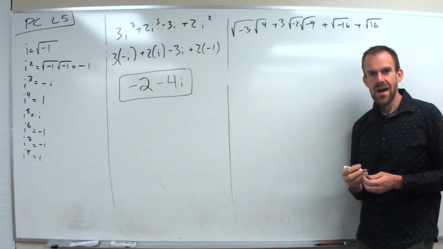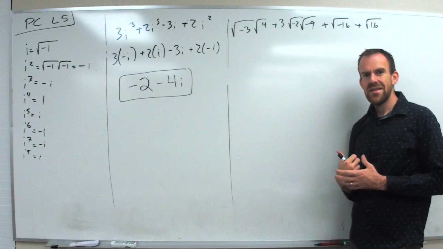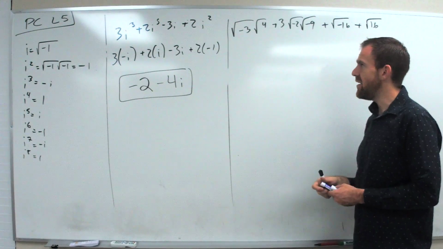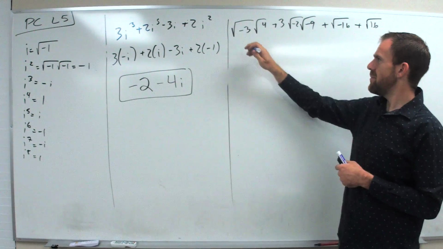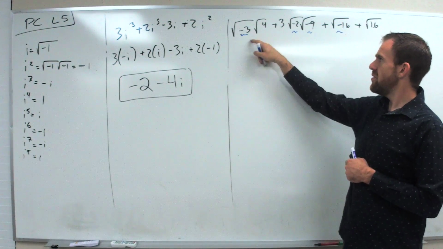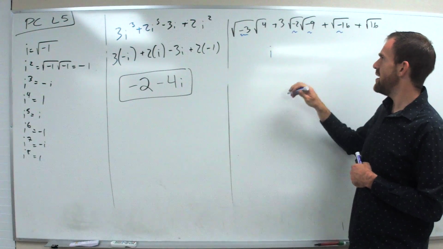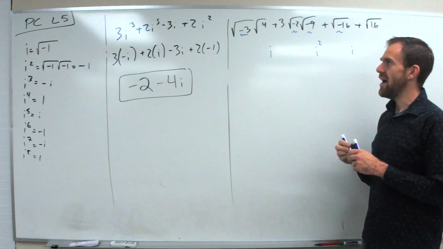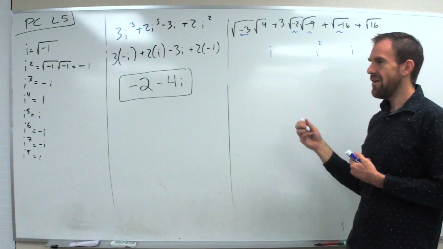So your first step is going to be to deal with all the i's before you multiply, before you get rid of square roots and all of that. So every time I see a minus inside a square root, I have an i. So this term will have an i in it. This term will have i squared. This term will have an i. Now I'm just going to copy everything down.